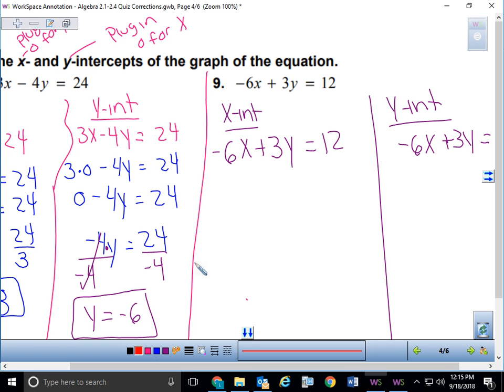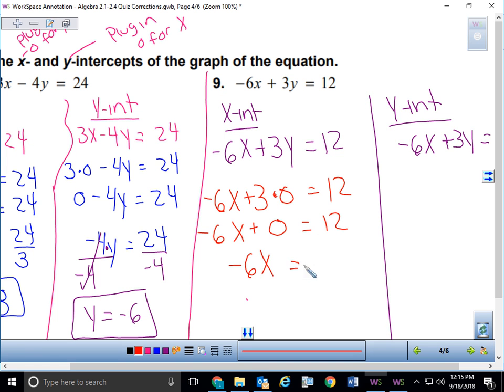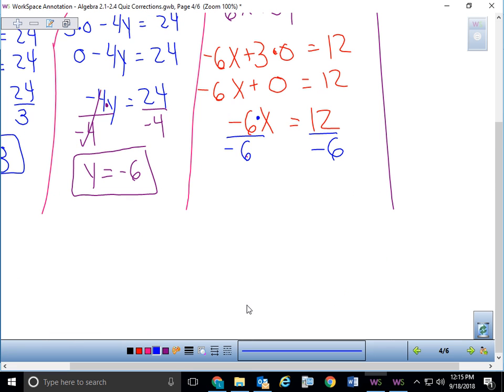So I'm going to get negative 6x plus 3 times 0 equals 12. Anything times 0 is 0. So I have negative 6x plus 0 equals 12. Negative 6x plus 0 is negative 6x equals 12. To get my x by itself, I'm undoing that secret operation of multiplication with division. Again, dividing by the entire number, not just 6, but negative 6, guys.